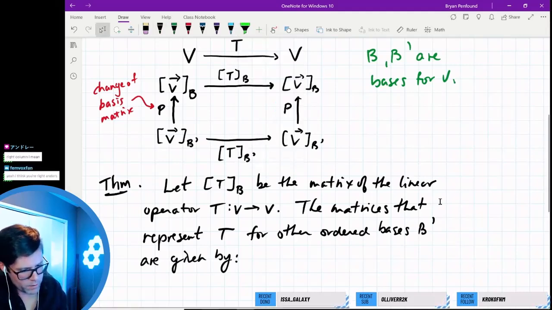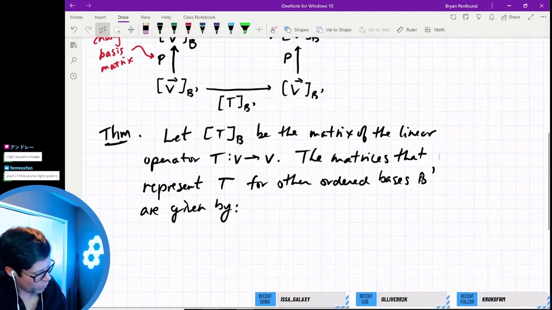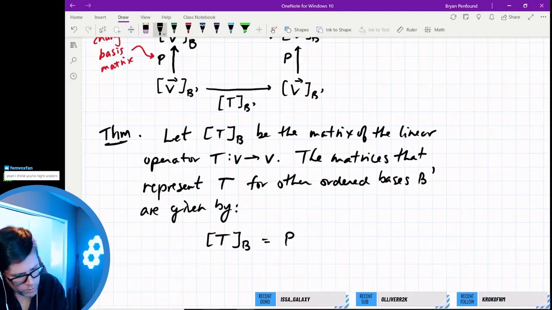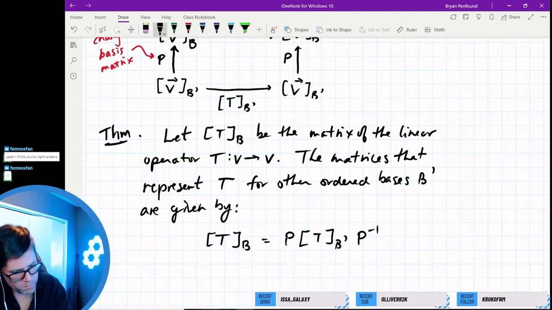So let me write it down, and then we'll go back to our commutative diagram, and we'll see why that happens to be the case. My claim is that T_B should be equal to P T_B prime P inverse.